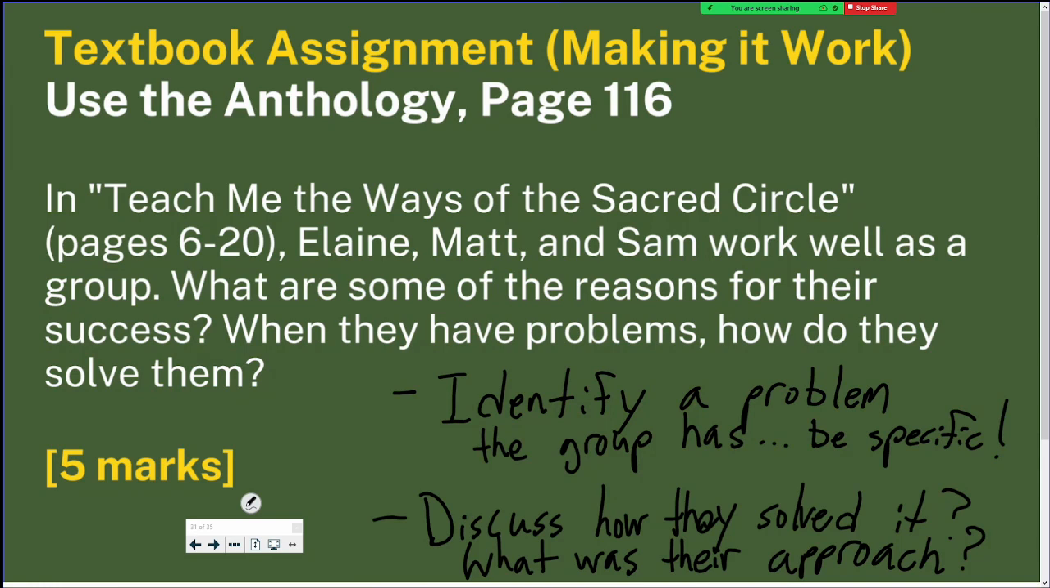So if you remember, they're rehearsing because they're going to perform this song, Teach Me the Ways of the Sacred Circle. So that's one problem they have, is how to come together and meet as a group and rehearse this thing for the graduation ceremony. They have a larger problem of what to do after they graduate, making their futures kind of line up. So there's that. So that's basically it. So find a problem and give a detailed description of how they solve it.